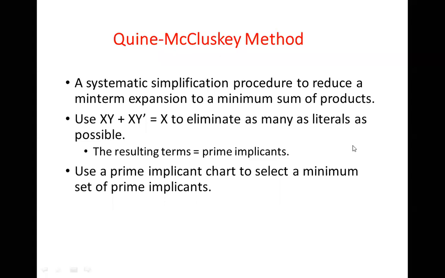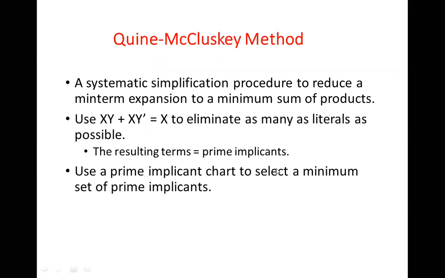Now, how will you reduce the expression? Using the Quine-McCluskey method, you can eliminate as many literals as possible. A literal is nothing but a variable which can take 0 and 1. So in this expression, you can see there is y and y bar. One is the real form, the other one is the complement form. If there is a real and a complement form, you can eliminate that variable. So the resulting term which is left out will be the prime implicant. So I have an expression xy plus xy bar, y and y bar we can eliminate. So what will be left out is x.